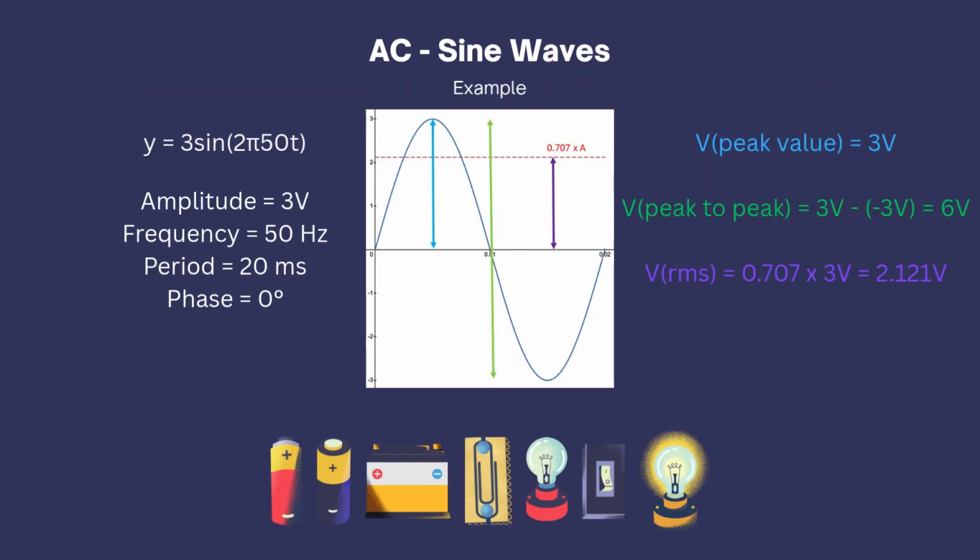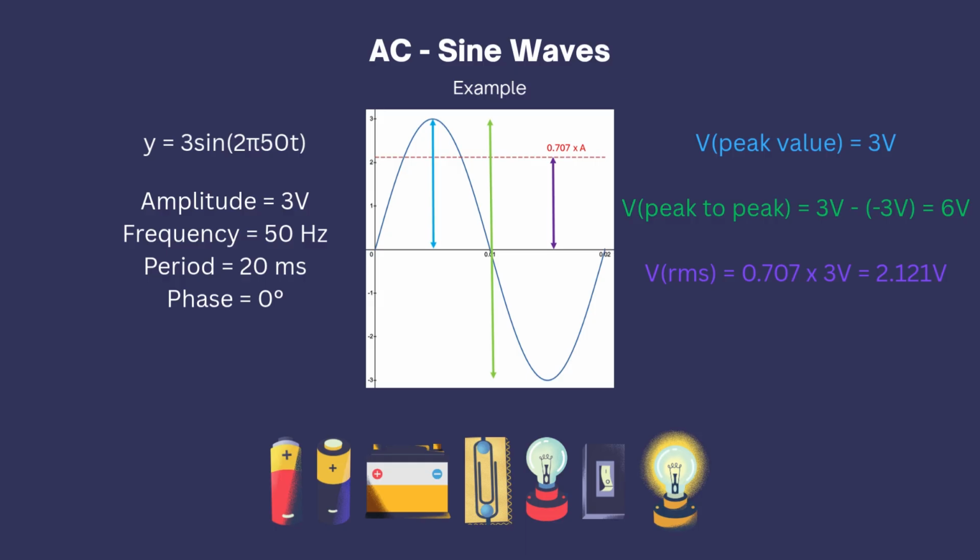An example of AC sine waves shows an equation and also a diagram. Amplitude from this equation is 3 volts, our frequency is 50 hertz, and our period is 20 milliseconds, which is found by doing 1 over the frequency. And then our phase shift is 0 degrees.